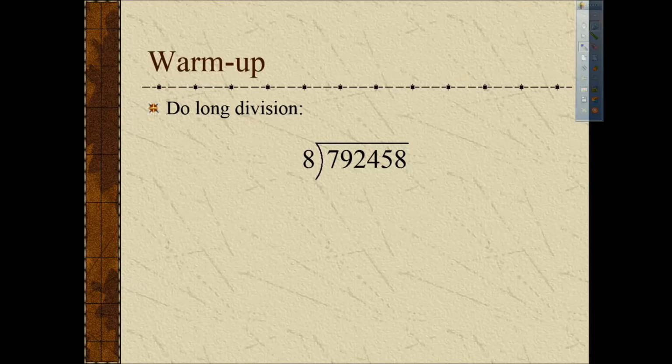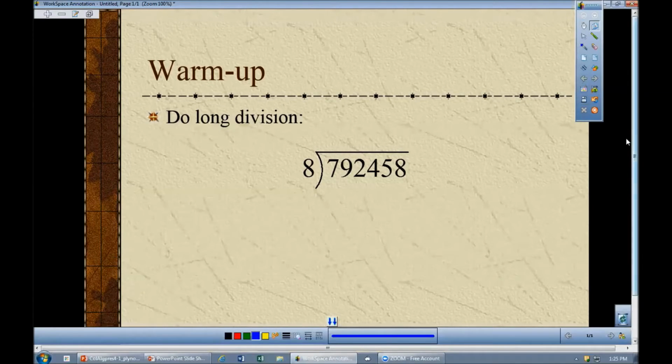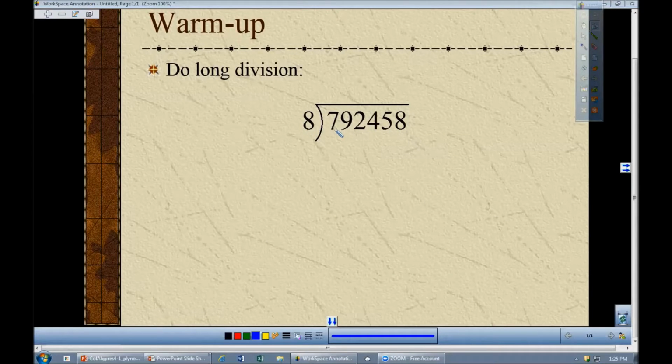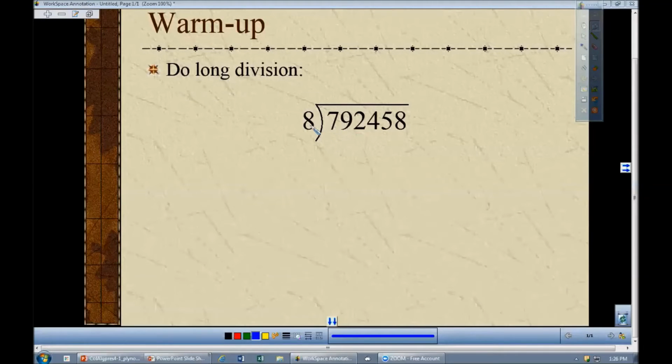So now that we're back, I'm going to actually work this problem out here, see if I can remember how to work long division. Boy, it's been so long. I'll have to see if I can recall this. I seem to remember I have to take the 8 and see if it will go into the 7. Well, 8 doesn't go into 7, so I'm not going to put anything up above the 7. But now I'll look and see, does 8 go into 79? Let's see, 8 goes into 79 9 times. I'm going to put a 9 up above that 9.